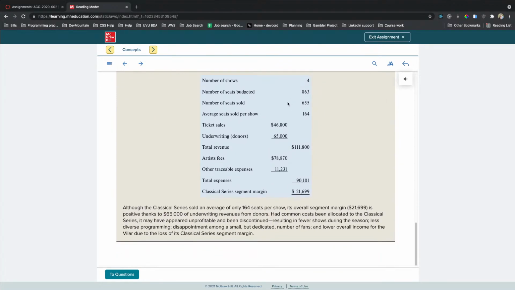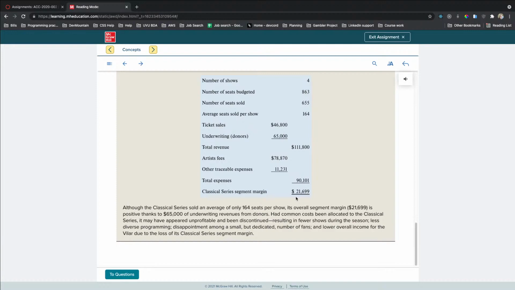All right, number of shows, the seats budgeted, seats sold, average seats sold per show, ticket sales, underwriting, total revenue, artist fees, other traceable expenses, classical series segment margin. Although classical series sold an average of 164 seats per show, its overall segment margin, 21,699, is positive thanks to $65,000 of underwriting revenues from donors.